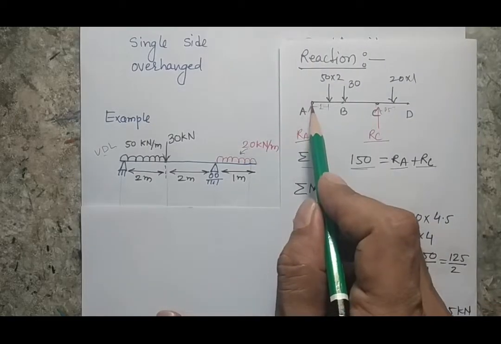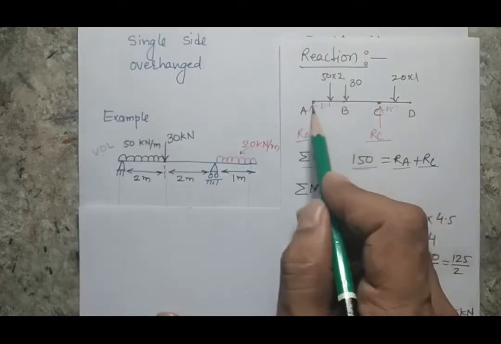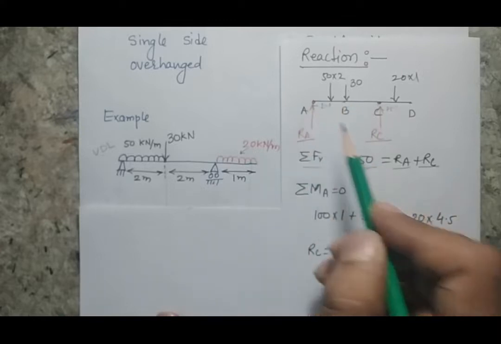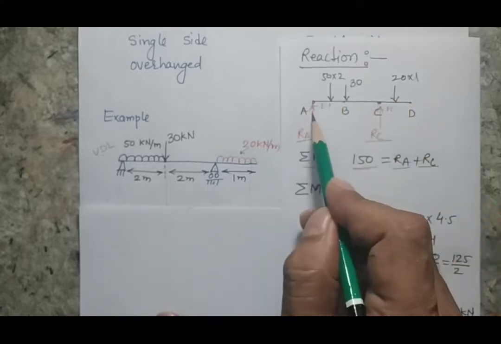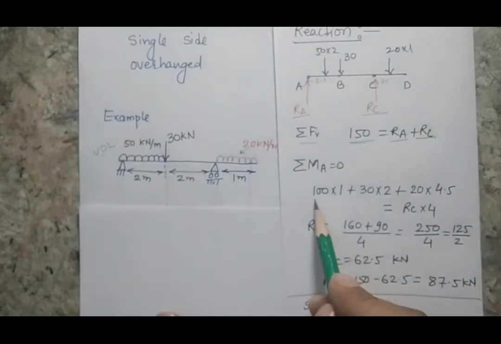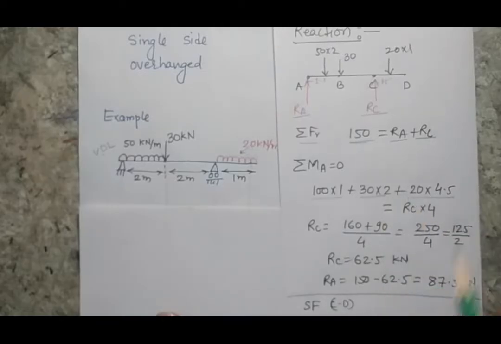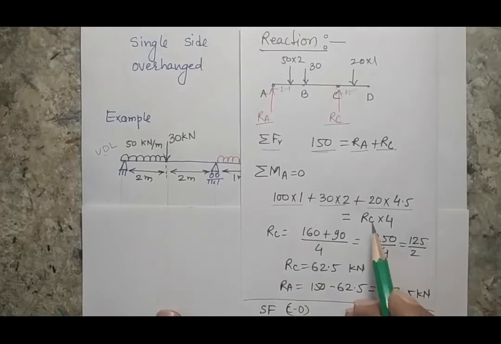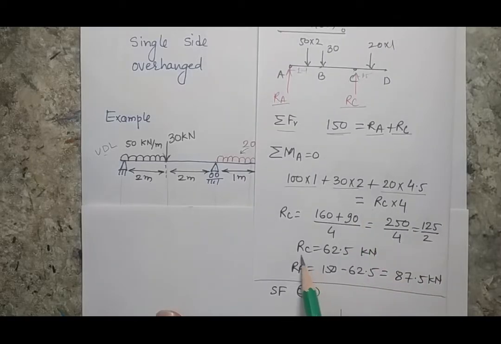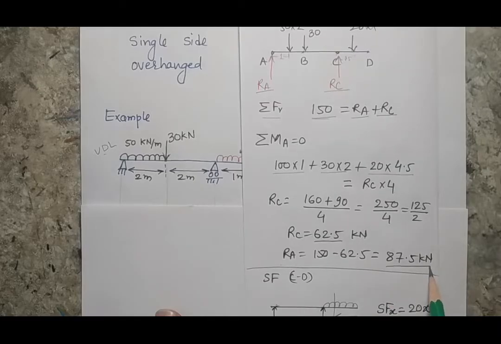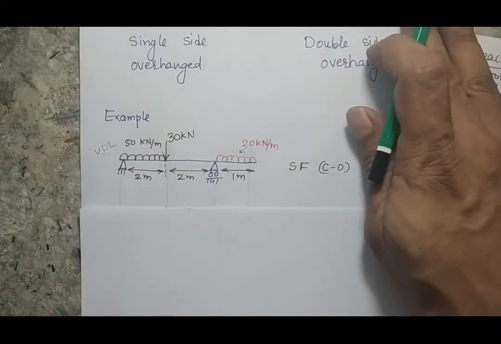When I write the moment equation at point A, this will be 100 into 1, and the sense will be clockwise. This is 30 into 2, that is also clockwise. Then 20 into this total distance, which is 4.5. So the 3 moments, because of the 3 vertically downward forces, will be 100 into 1, 30 into 2 and 20 into 4.5. Then your RC into 4. So this is your RC into 4. When I solve this, I get that RC comes out to be 62.5 and RA comes out to be 87.5 kilonewton. Now that I have calculated the two reactions, let's start.